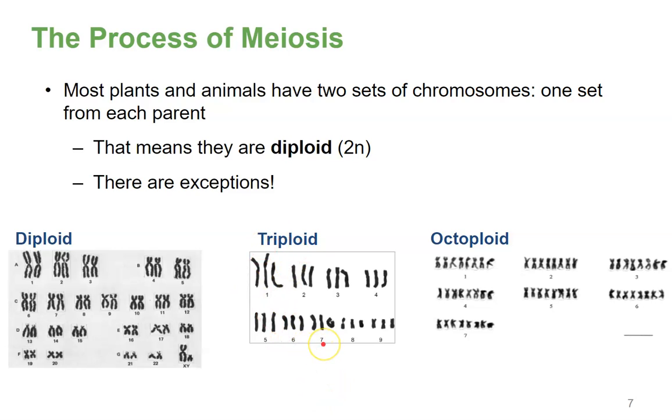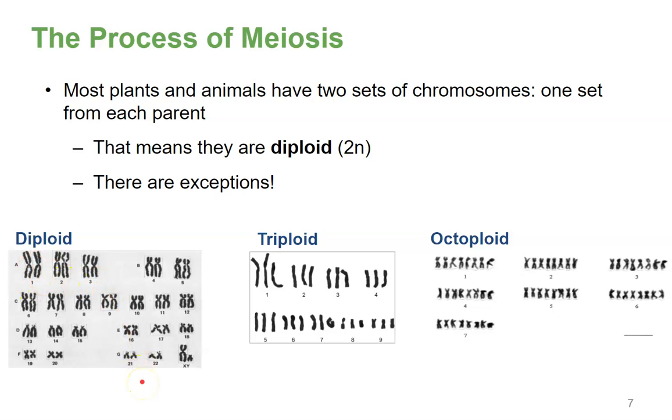You could have a triploid organism, which has 3 copies of each chromosome. You could have an octoploid organism, like a strawberry. They have 8 copies of each chromosome, which is insane. But 4 come from mom, 4 come from the dad in that case. So diploid, again, you're diploid. That means you have 2 sets of each chromosome.